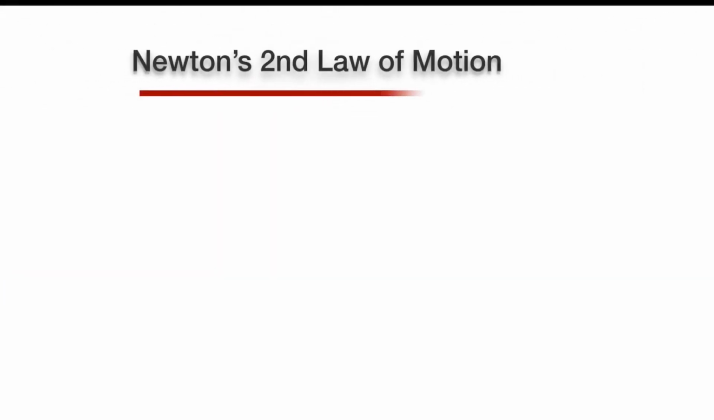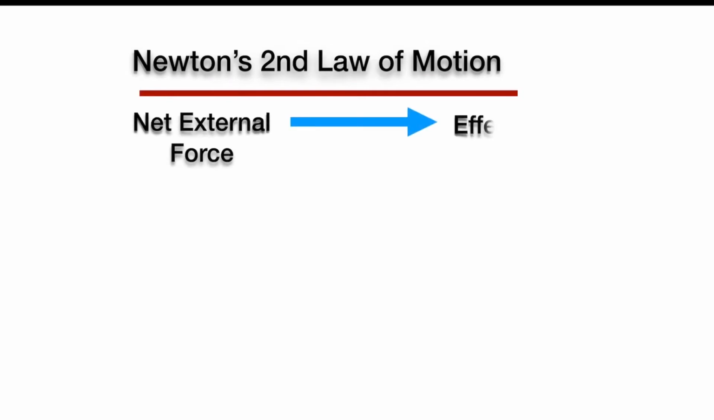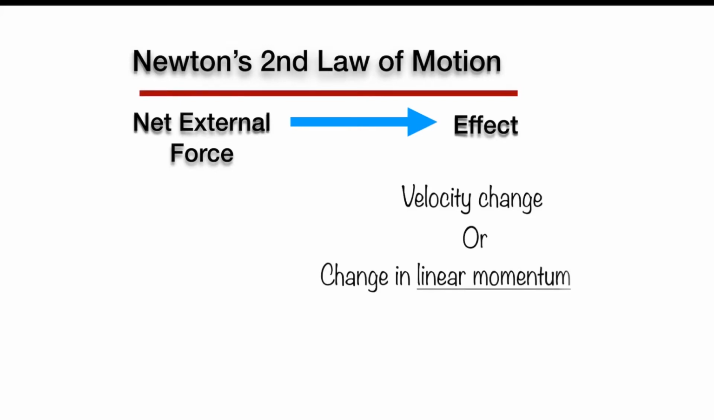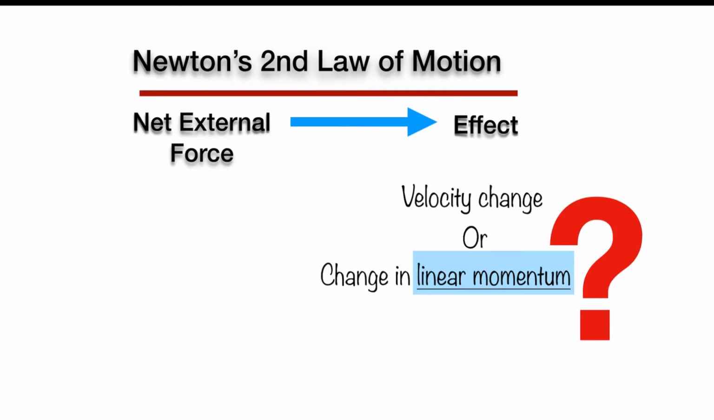Newton's second law of motion established the relation between net external force and its effect on object motion. Force effect on object motion can be seen in form of its velocity change, or more precisely in form of change in object linear momentum. What is this linear momentum and how is it related to applied force?